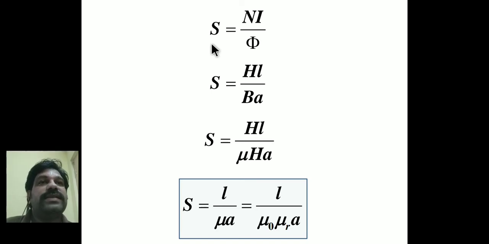So S is equal to N I by phi, and we can write the mmf formula not only as N into I, but also as H into L. Therefore, S is H into L by B into A, since from the magnetic flux density definition, phi is equal to B A. Now B is mu into H, so S is H into L by mu H A, where H gets cancelled. Therefore, S is equal to L by mu A, where mu is equal to mu naught into mu r. This is the reluctance formula: S is equal to L by mu A, that is, L by mu naught mu r A. This is another way to define the reluctance formula.